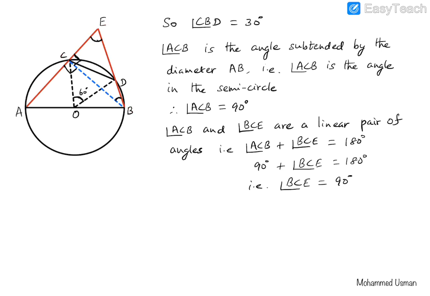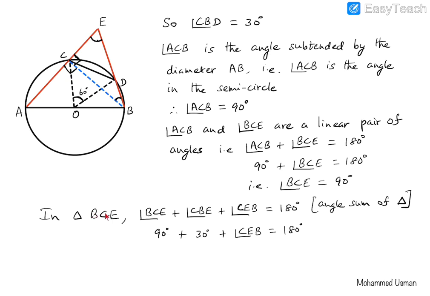So we can apply the triangle angle summation rule to the triangle BCE. So we now have in triangle BCE, which is this triangle over here, the sum of the three angles is 180 degrees. So angle BCE plus angle CBE plus angle CEB equals 180 degrees. BCE is this angle here. We know that it is equal to 90 degrees.